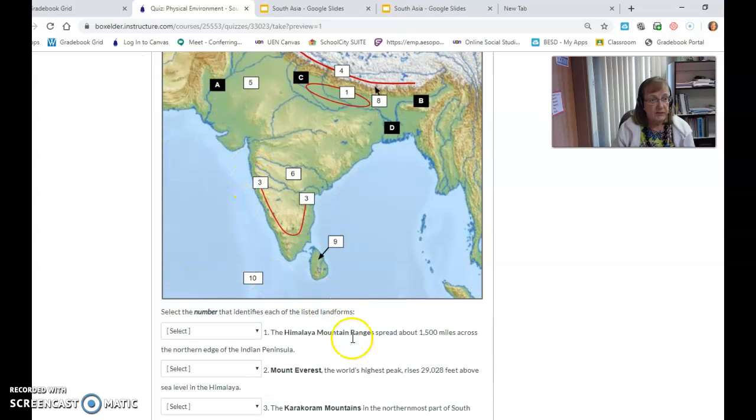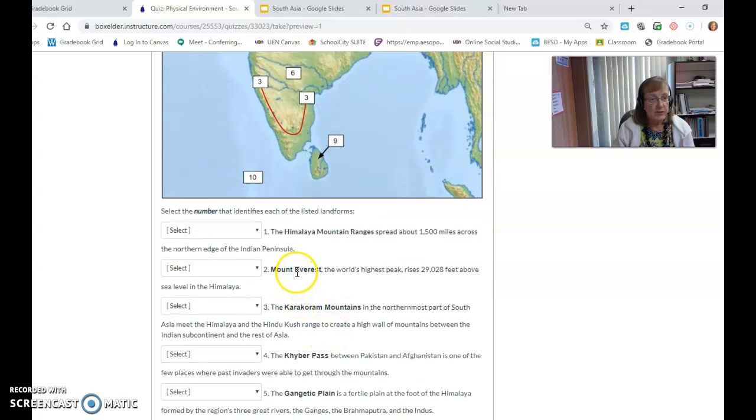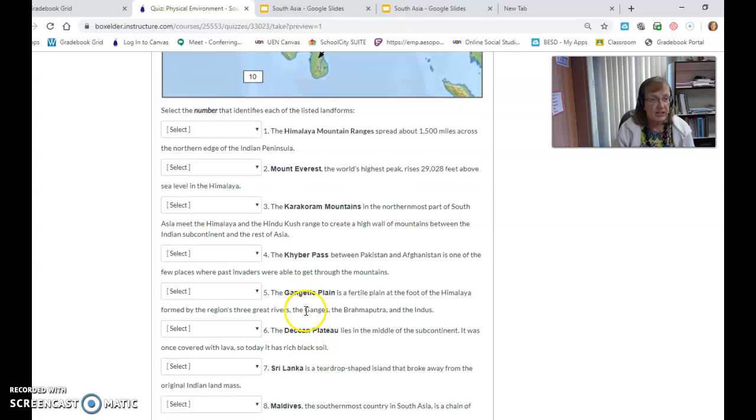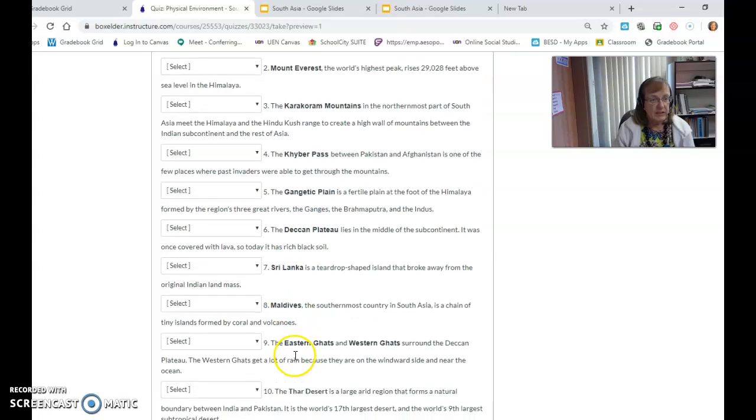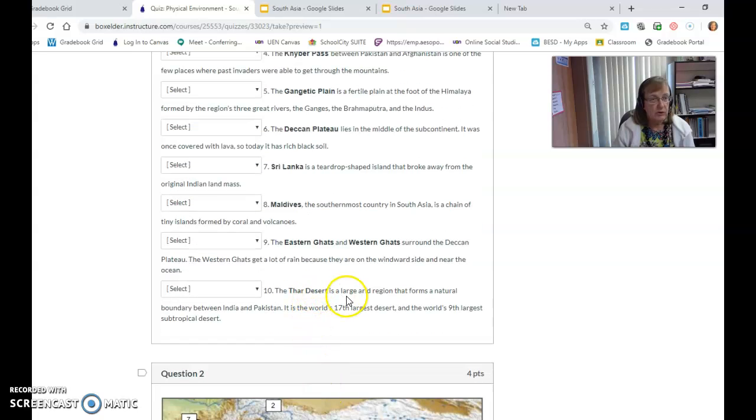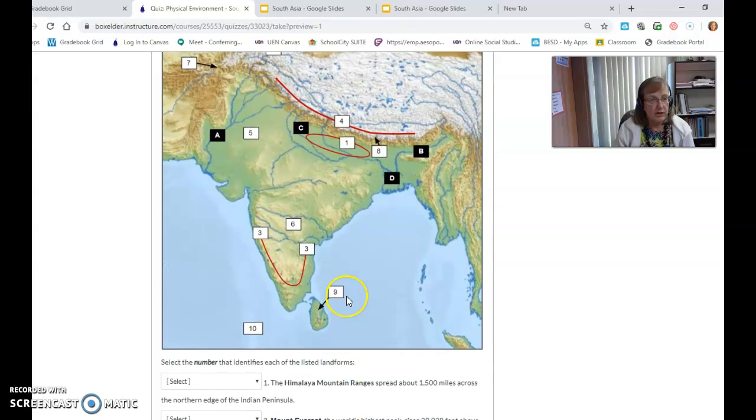So if we look at the quiz, question 1 has all of the physical features. The first one, we're going to be looking for the Himalaya mountain range, Mount Everest, the Karakoram Mountains, Khyber Pass, Gangetic Plain, Deccan Plateau, Sri Lanka, the Maldives, Eastern Ghats and Western Ghats, and the Thar Desert. So if we just know what those are and what we're looking for, let's go ahead and look for some of those.